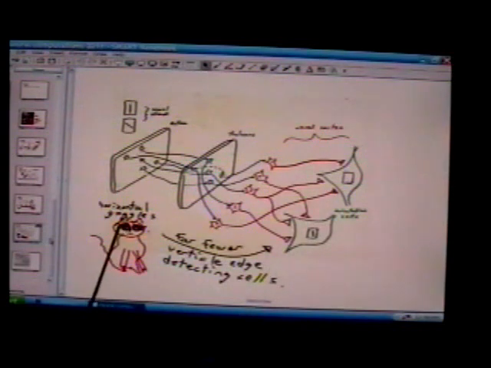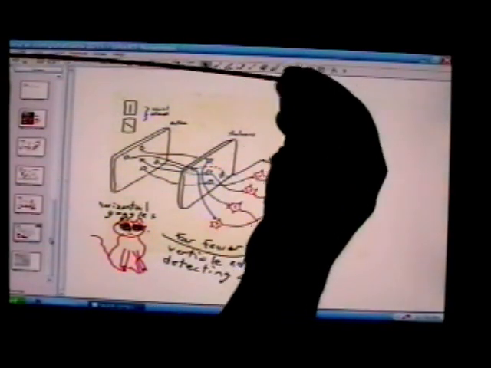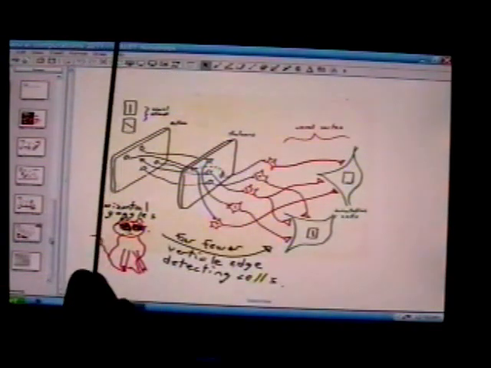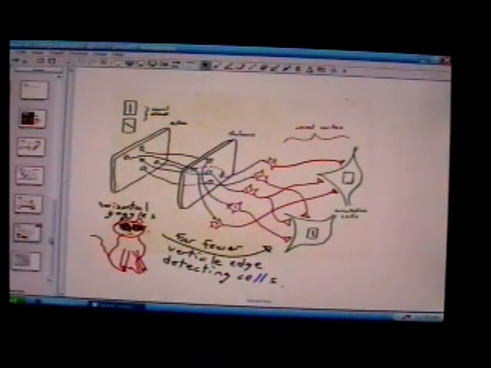In this case, the cat's early restricted visual experience tuned up its visual cortex in an abnormal way. It had a lot of horizontal edge detectors, very few vertical edge detectors, and that shows up in its behavior. It can't navigate through an environment with vertical edges.